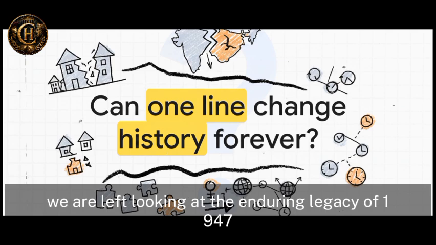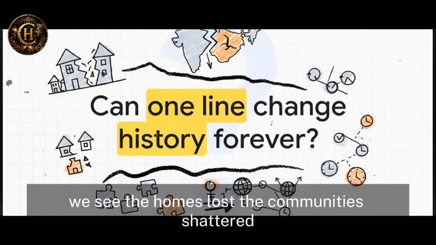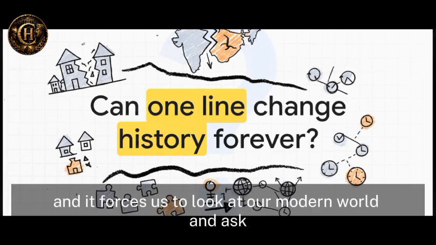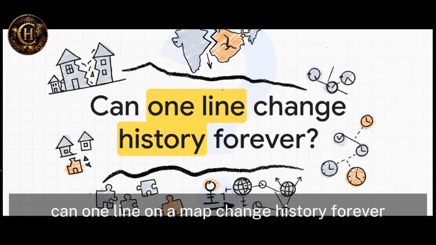We are left looking at the enduring legacy of 1947. We see the homes lost, the communities shattered, and the geopolitical realities we still navigate today. And it forces us to look at our modern world and ask, can one line on a map change history forever?